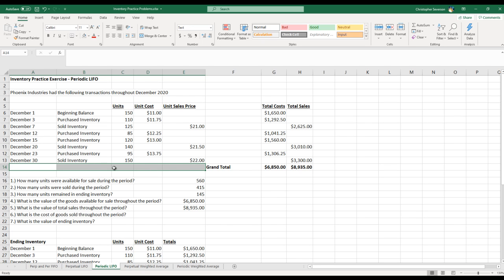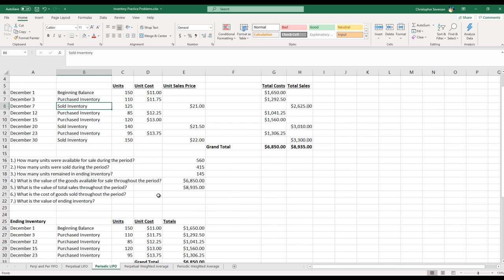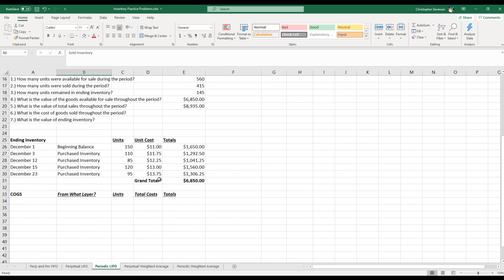The good news is on December 31st, we know everything about this data set. We know all of these different purchases, all these different costs, and we need to figure out how many units are we selling. We only do one sale, so it's going to handle all 3 of these sales at once. So it's actually easier. Perpetual LIFO, we have to do 3 separate sales entries. Periodic LIFO, we just do it once. Periodic by its nature is just easier. You have to do less.